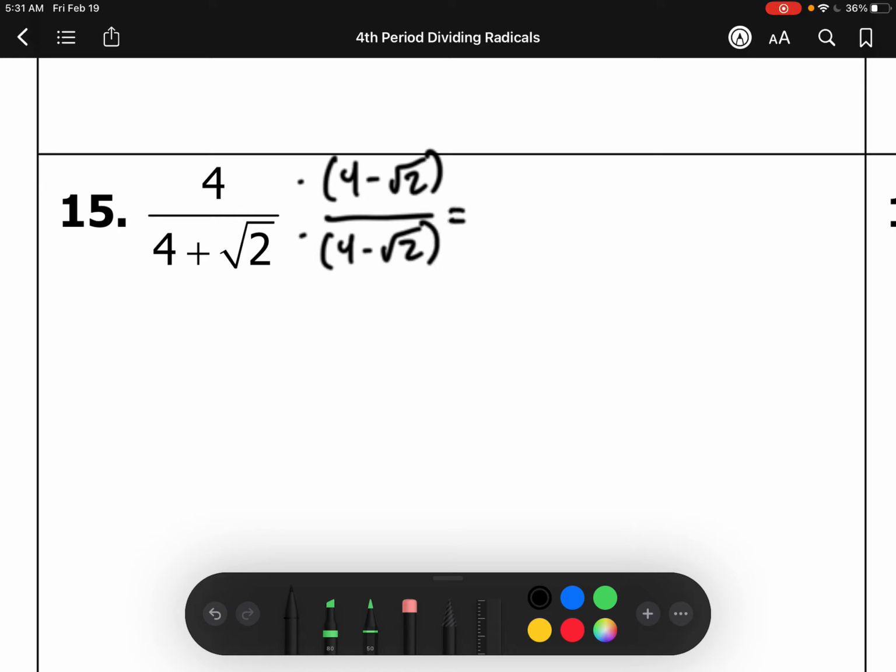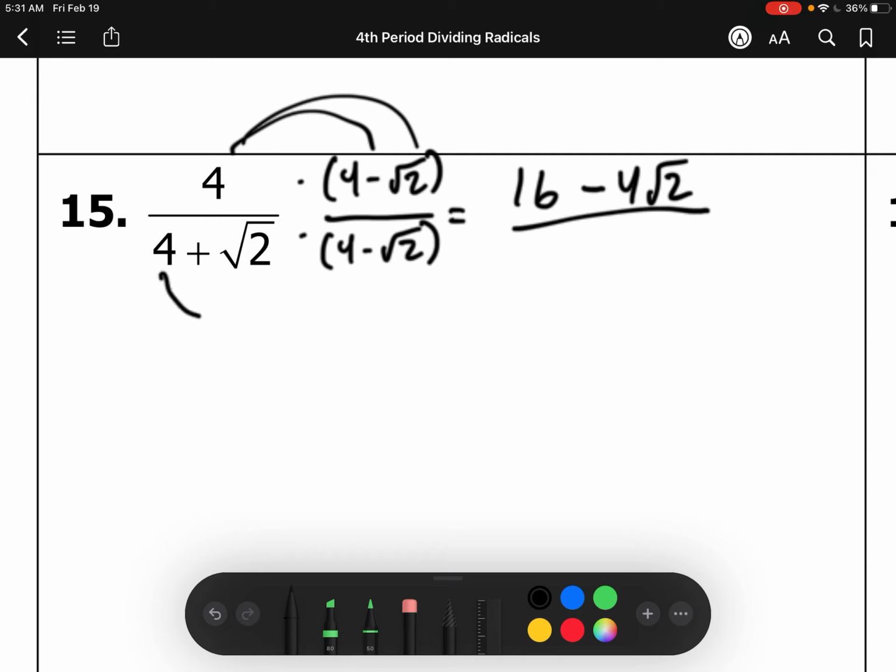All right, so when we distribute 4 in here, right, we have 4 times 4, which is 16. And then minus 4 times the square root of 2, right? So this is a minus right here. Divided by 4 times 4 is 16. 4 times square root of 2 is, and it's negative, right? So minus 4 times the square root of 2.